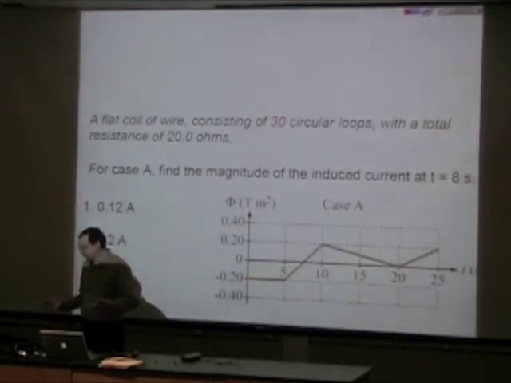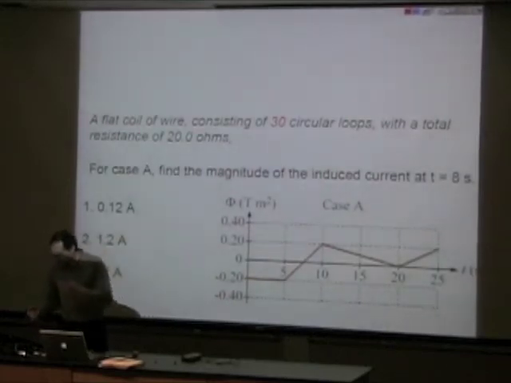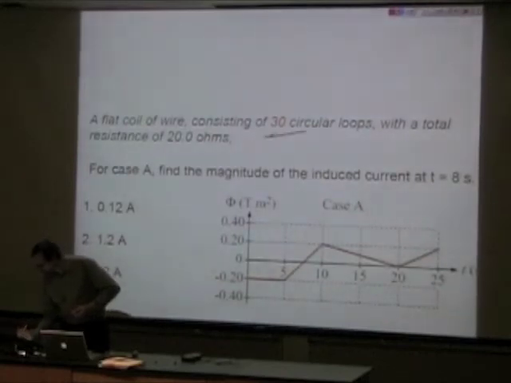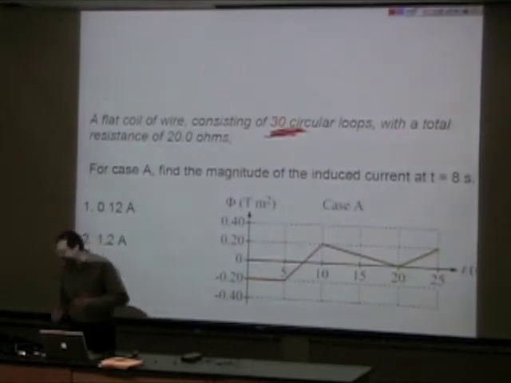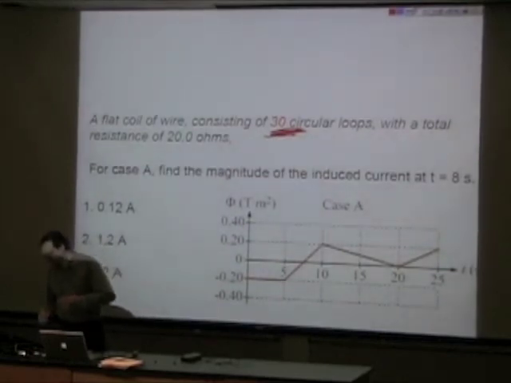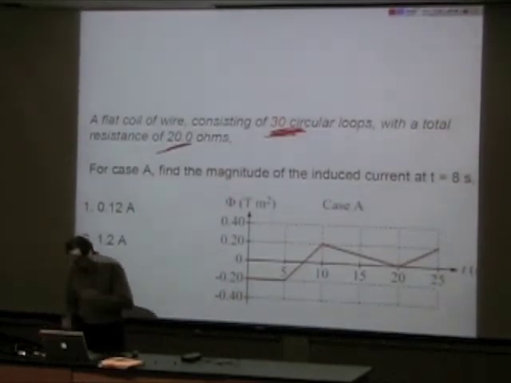Now we can actually calculate a specific value of the current. So please, again, take a minute. Just read carefully. This is now not a loop, it's a coil. It has 30 loops, 30 turns. Its resistance is 20 ohms. All right.